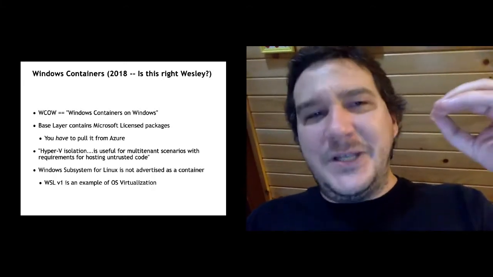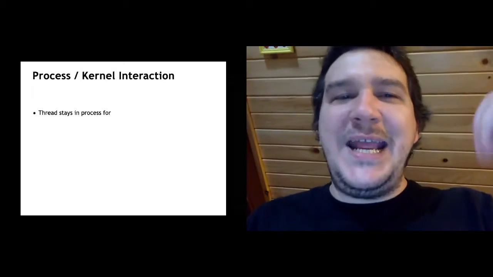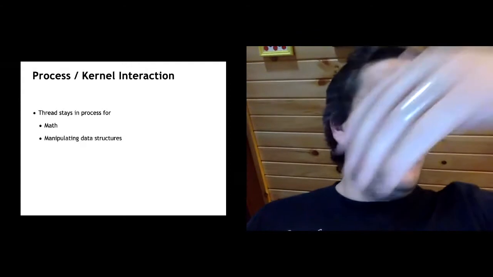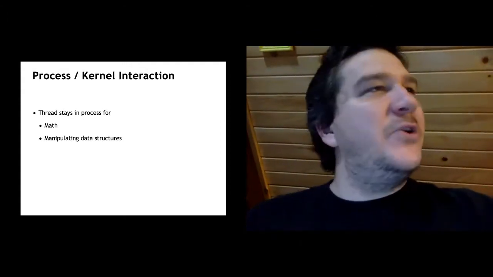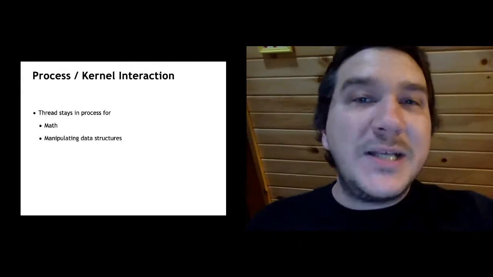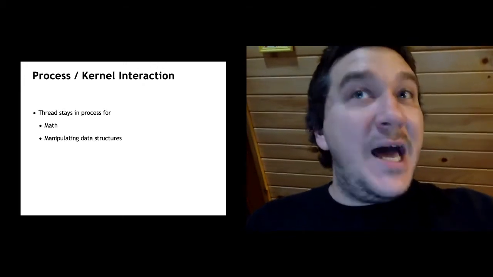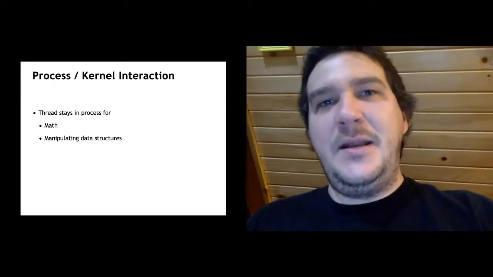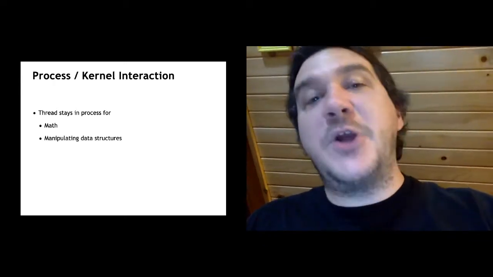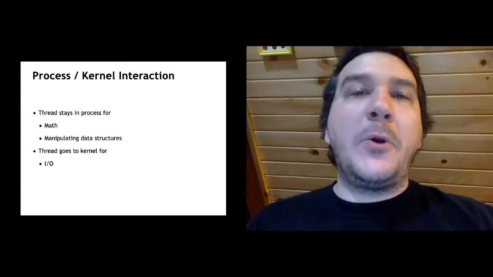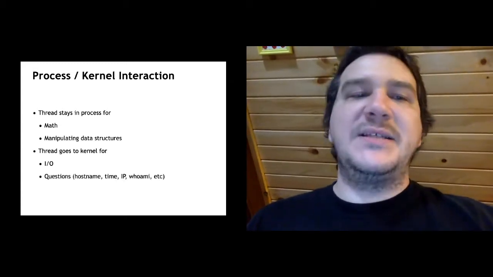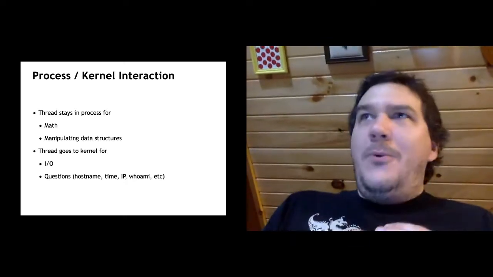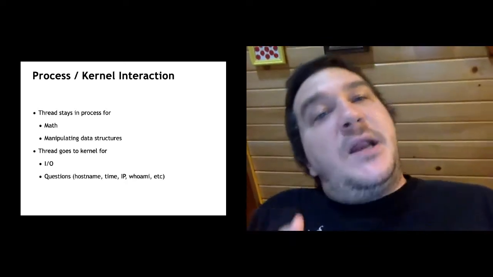Okay, mostly a thread of control will stay in the process, or will stay in user space in your code, for math or manipulating data structures. So if you're doing if statements, if you're sorting something, anything that's not I/O or querying the OS, the thread stays in the code for your application. It will go to the kernel for any I/O, networking, things like that, or any questions that it may have, like what's my host name? What user am I right now? Those are things that only the kernel can answer.